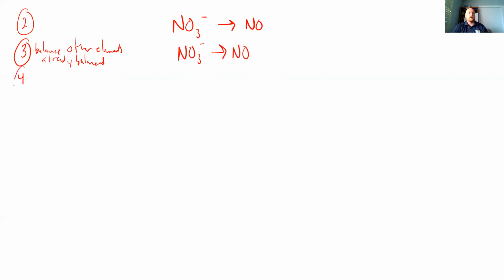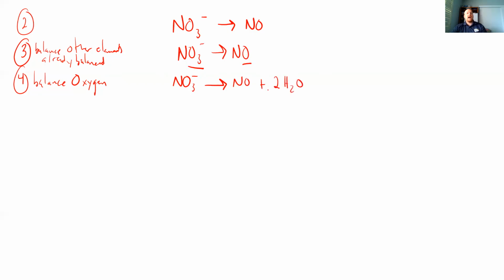Step 4 is to balance oxygen. So to balance oxygen, I have 3 oxygens on the reactant side. I only have 1 on the product side, which means I need to add 2 more oxygens. And I do that by adding 1 water molecule for each oxygen. So here, what I do is I put NO3 minus reacts to form NO plus. I need 2 oxygens, so I put 2 waters.